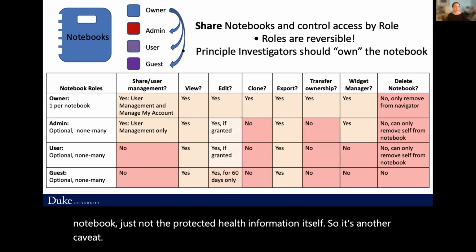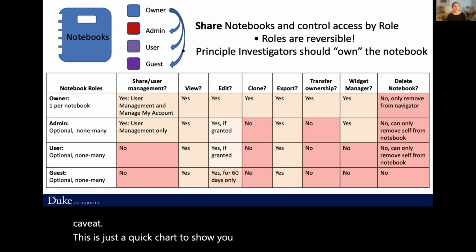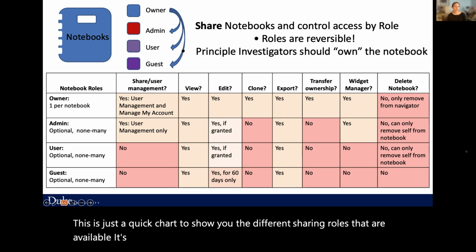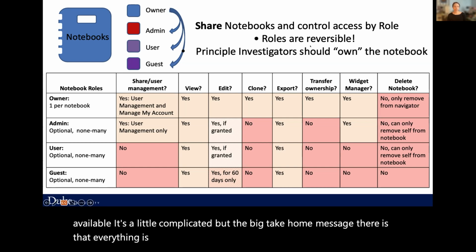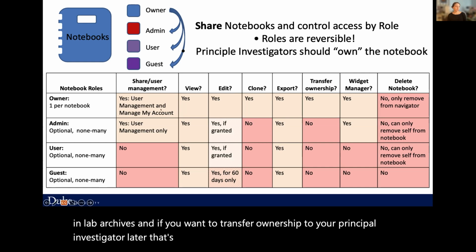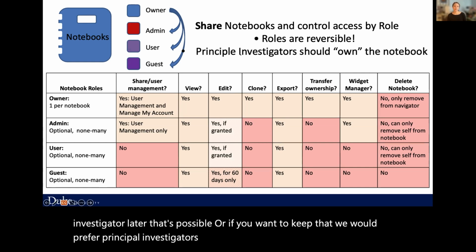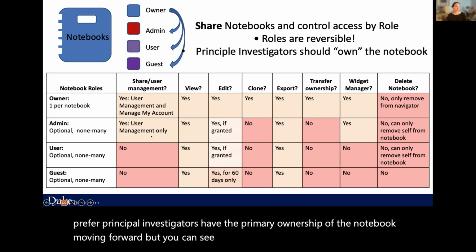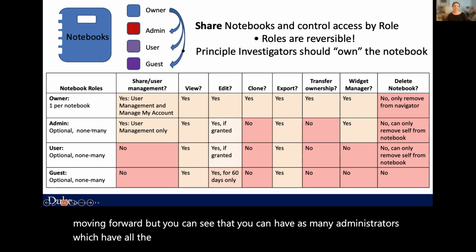This is just a quick chart to show you the different sharing roles that are available. It's a little complicated, but the big take-home message there is that everything is reversible. So you can go ahead and start playing around in LabArchives, and if you want to transfer ownership to your principal investigator later, that's possible. Or if you want to keep that, we would prefer principal investigators have the primary ownership of the notebook moving forward. But you can see that you can have as many administrators, which have all the same roles, as you'd like. So that's something to keep in mind too.